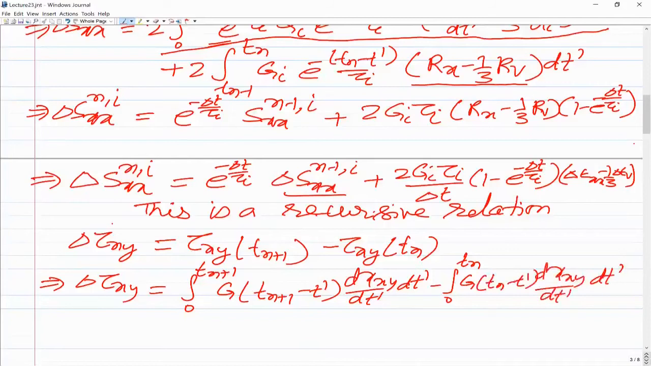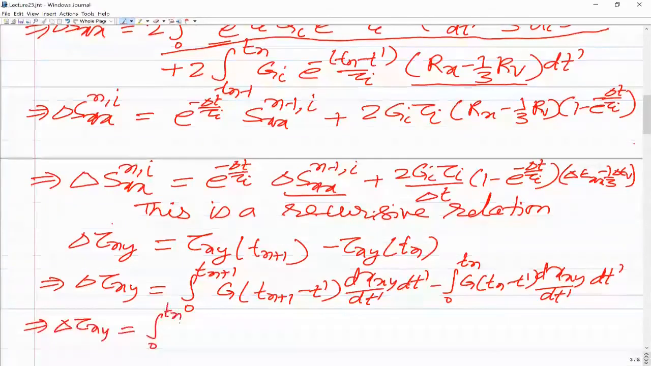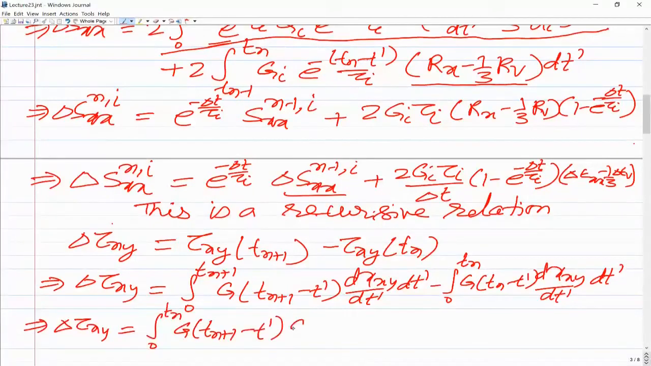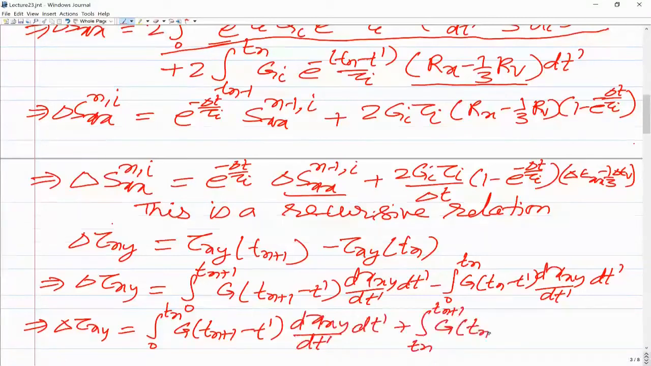So now you can again split this integral 0 to Tn plus 1 into two parts. So we can write delta tau xy as integration 0 to Tn, and this remains same, g of Tn plus 1 minus T dash into d of gamma xy by dt dash into dt dash, plus integral from Tn to Tn plus 1, and then we will have g of Tn plus 1 minus T dash d of gamma xy by dt dash into dt dash.